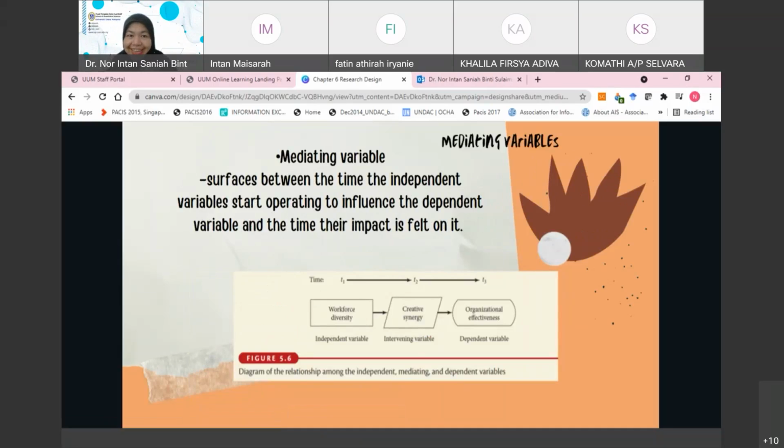What is mediating? Mediating is related to time: the time the mediating variable starts operating to influence the dependent variable, and the time the impact is felt on it.